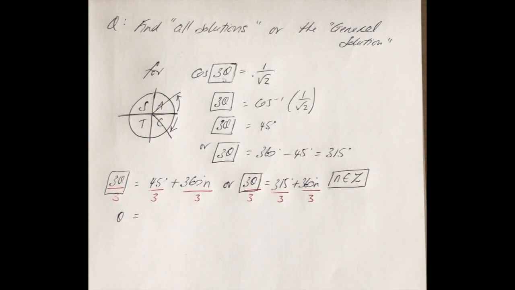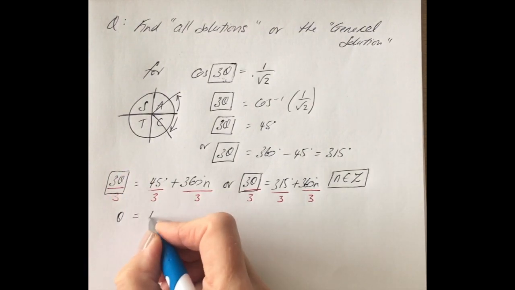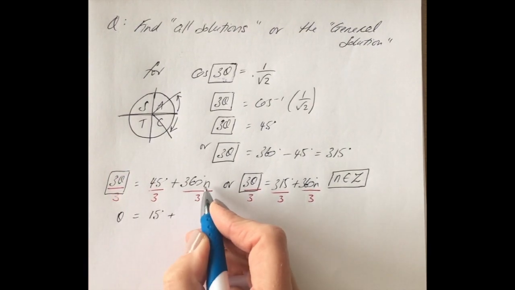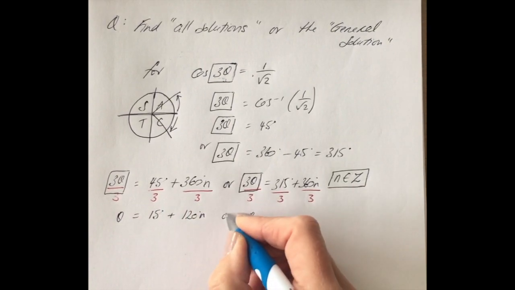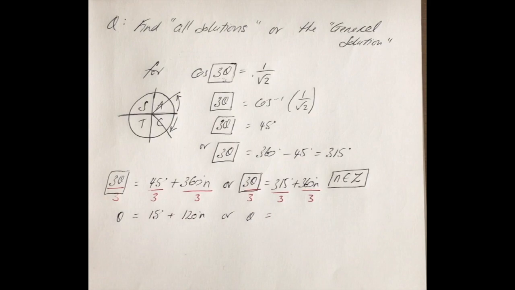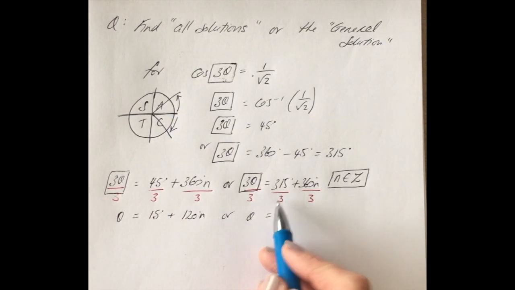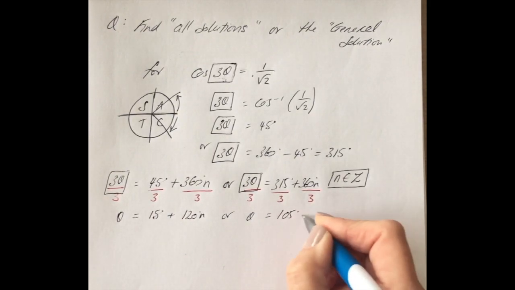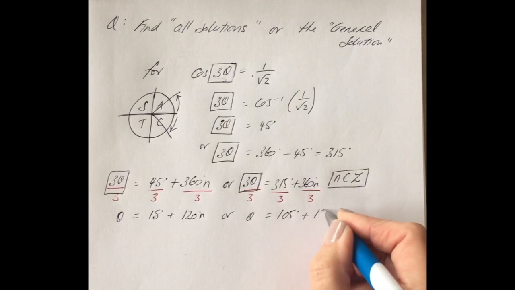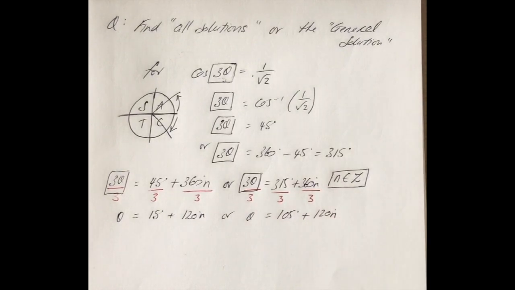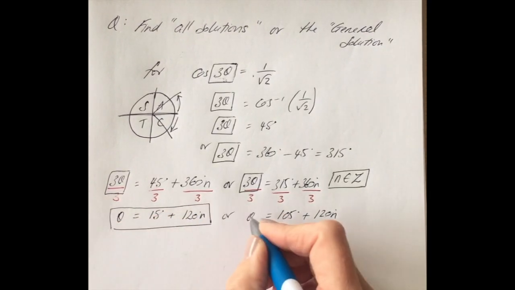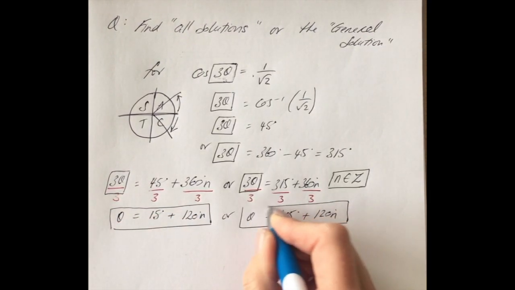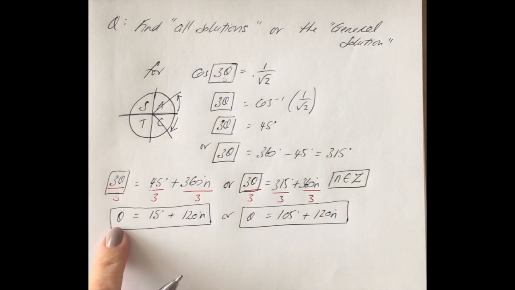So 3 theta divided by 3 is theta, 45 divided by 3 of course is 15, 360n divided by 3 is 120n, and then of course we have theta equal to 315 divided by 3, which is 105, and 360n divided by 3 is 120n. So there we go. There are our final answers. We have the general solution for theta.